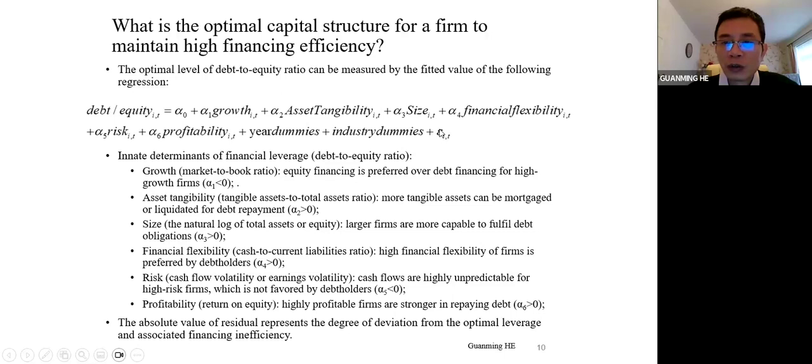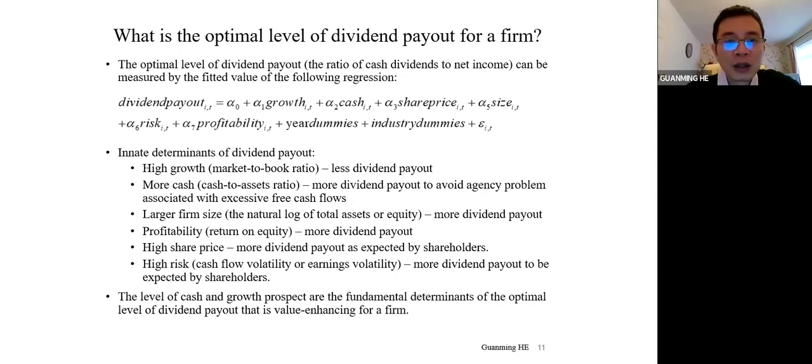If the residual is of higher value, that means the financing is not efficient. Conversely, if the residual is of a smaller amount, then the financing efficiency is high. So this residual of the regression is the inverse measure of the company's financing efficiency. Thus, what is the optimal dividend payout for the firm? The company's dividend policy is value relevant to the firm.